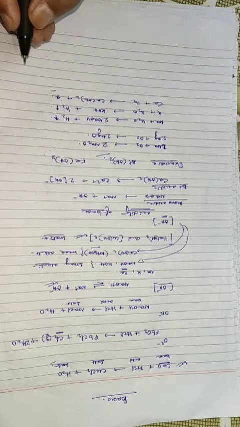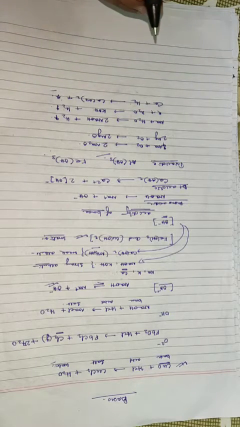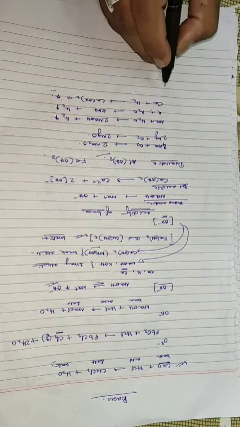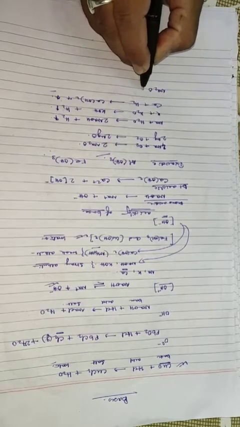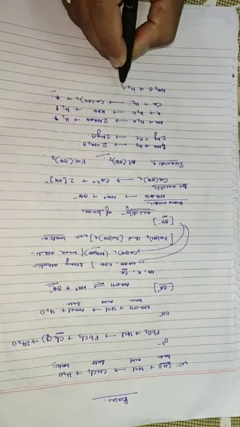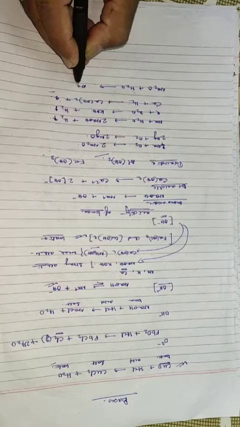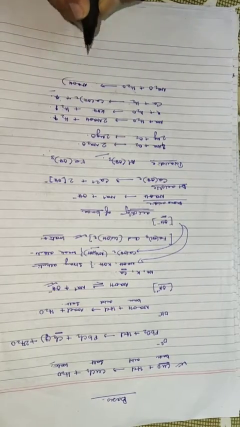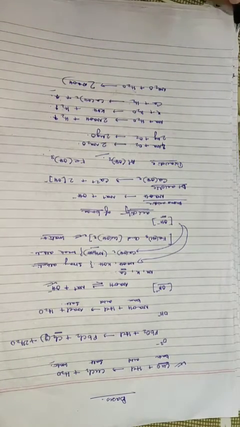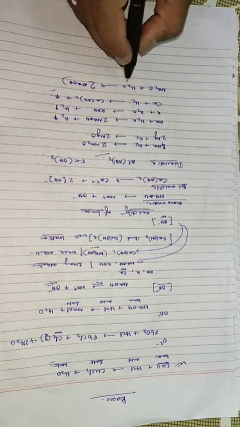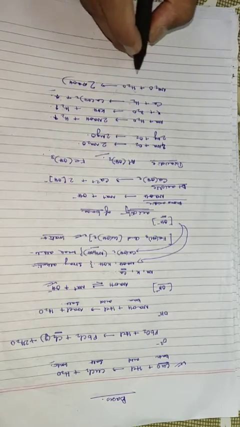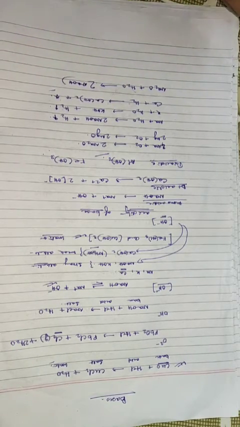Now by the action of water on a soluble metallic oxide, that is when sodium oxide reacts with water, it will give sodium hydroxide. Like the same, potassium oxide reacts with water, it will give potassium hydroxide. Calcium oxide reacts with water, it will give calcium hydroxide.